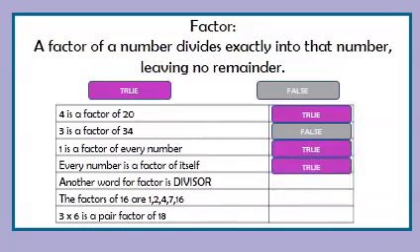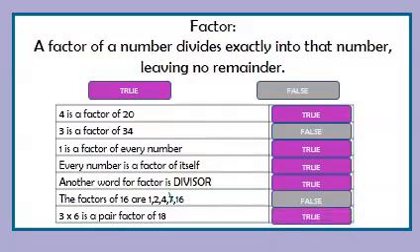Another word for factor is divisor. This is true. The factors of 16 are 1, 2, 4, 7, and 16. This is false because instead of 7 you have to put 8. So this is wrong. 3 times 6 is a pair factor of 18. This is true because 3 times 6 is 18.